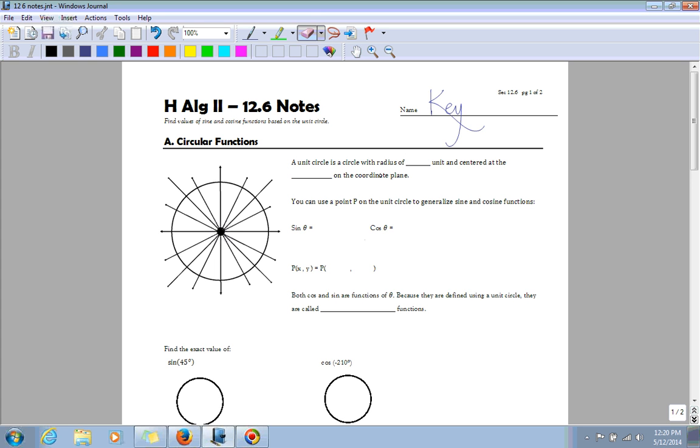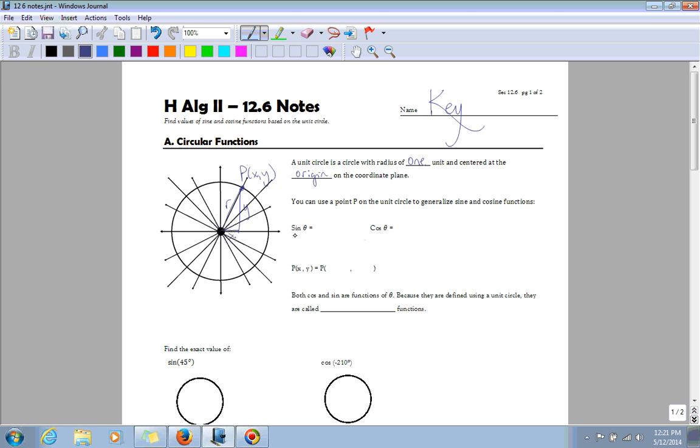The unit circle is a circle with a radius of 1 unit, and it's centered at the origin on the coordinate plane. You can use any point, called P, on the unit circle to generalize sine and cosine functions. For example, if we pick this random point, point P, it has the coordinates x, y. When you build a triangle to go to that point, you would go x units to the right, y units up, or you would go directly to it with the radius of r. In this case, r is 1 because it's a unit circle.